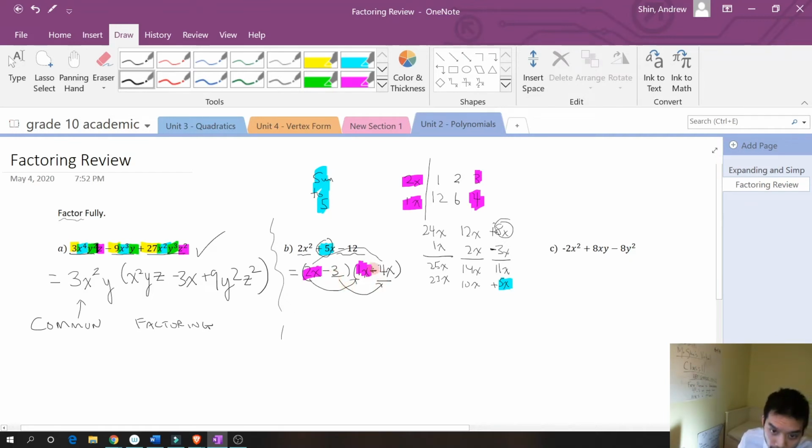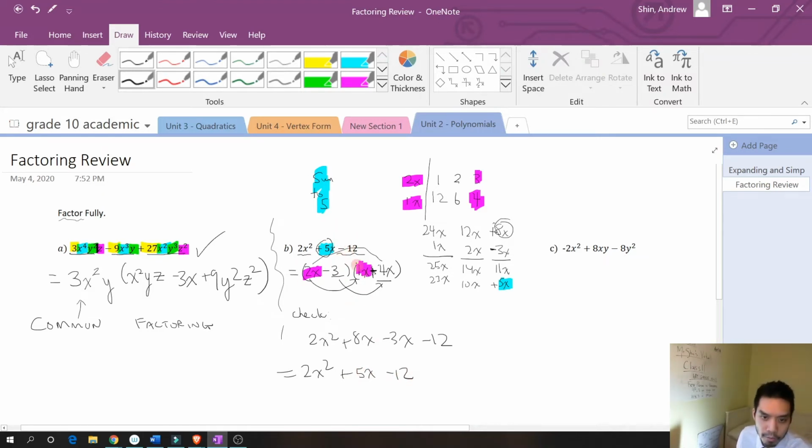So again, I could check. I like to check to make sure and FOIL it out or expand it out using a rainbow. So 2x times 1x will give me 2x squared. 2x times positive 4x will give me 8x. Negative 3 times positive 1x will be minus 3x. And negative 3 times positive 4 will be minus 12. And we get 2x squared plus 5x minus 12, which is exactly what we wanted to begin with.